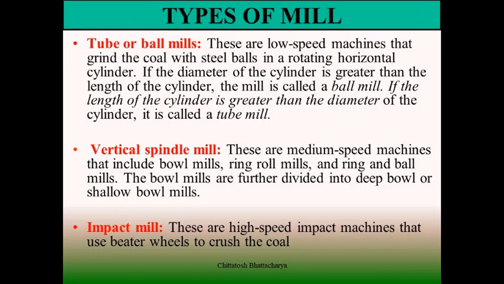In case of vertical spindle mills, we have medium speed mills like bowl mill or ball and race mill. Bowl mills may be deep bowl mills or shallow bowl mills like MPS mills. In case of high speed milling arrangement, we have impact type milling systems like beater mills or crusher mills. They are used as high speed.